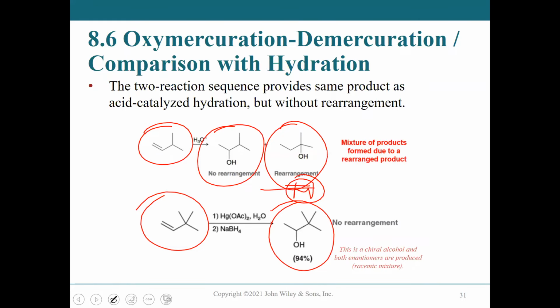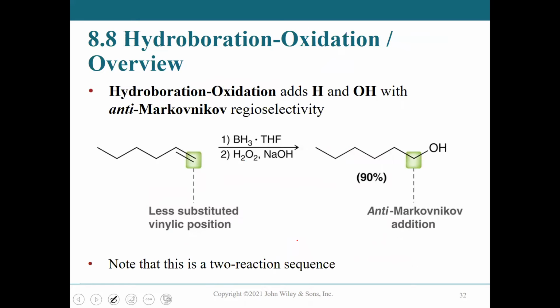This is a chiral alcohol and both enantiomers are produced. Yeah, that's exactly what I was telling you, right? So both enantiomers are produced, a racemic mixture. So it should be like a wavy line here. You will get both enantiomers in this reaction. Okay, so we're done with the oxymercuration, the Markovnikov.